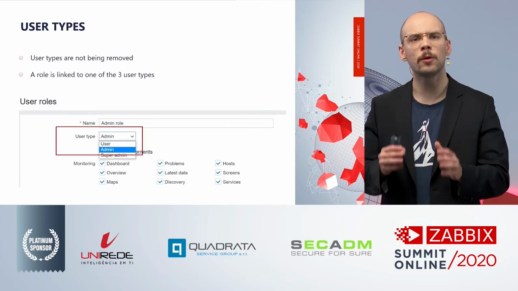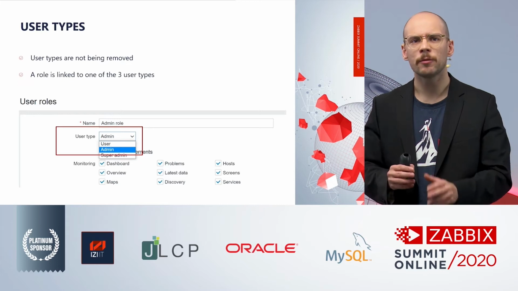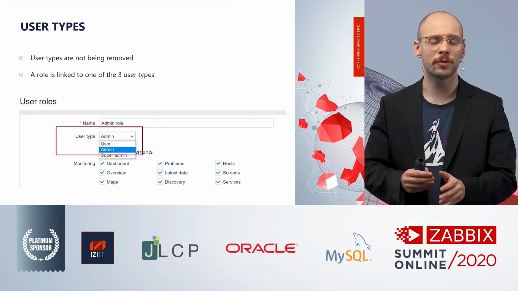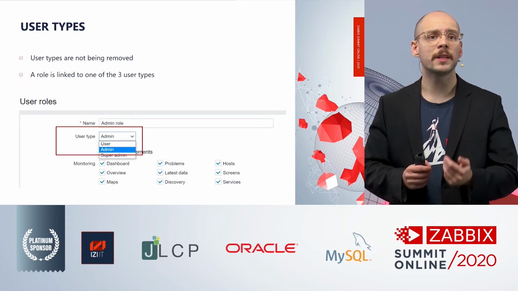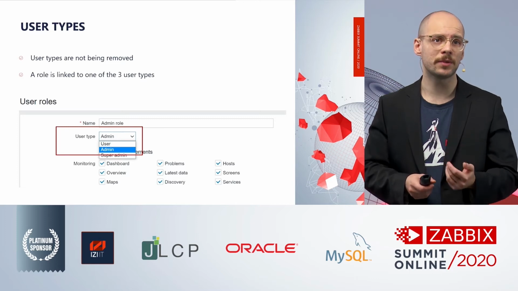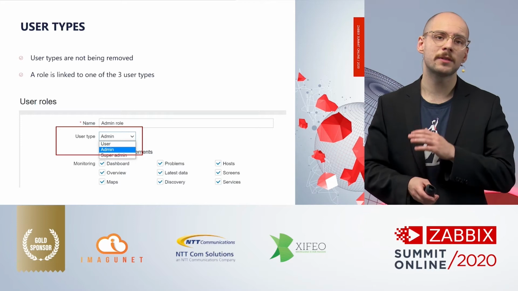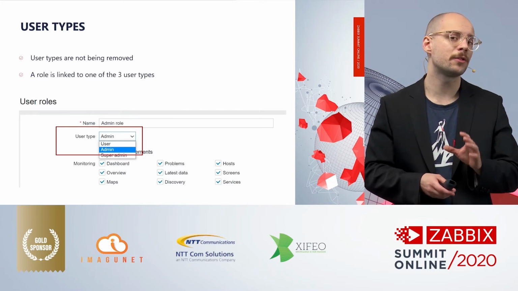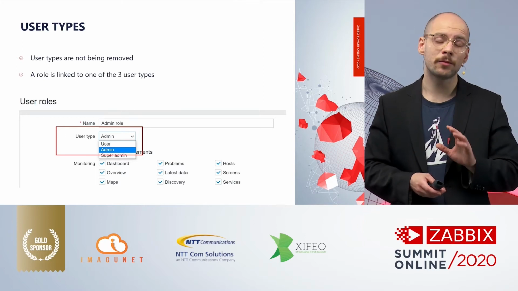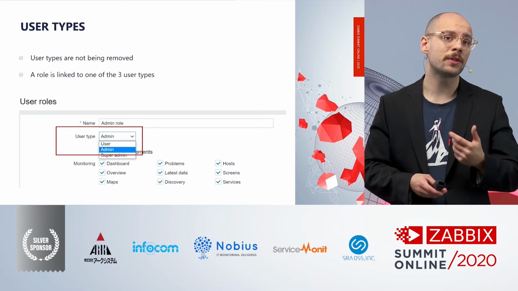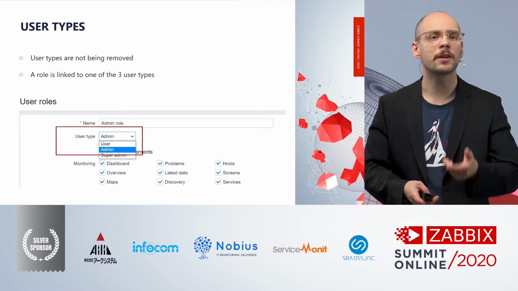So the old types still remain. We still have user, admin, and super admin, and a role will be linked to one of these three types. They are not going anywhere. We aren't adding new user types. Still the same old user types that you're used to are there, and the restrictions per user type still apply. And here we can see them.